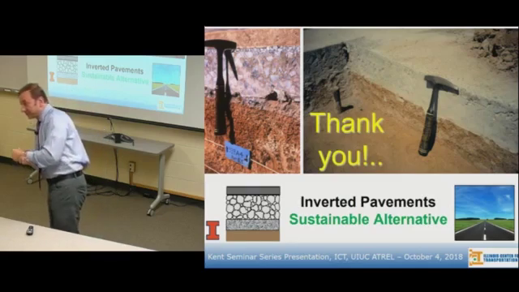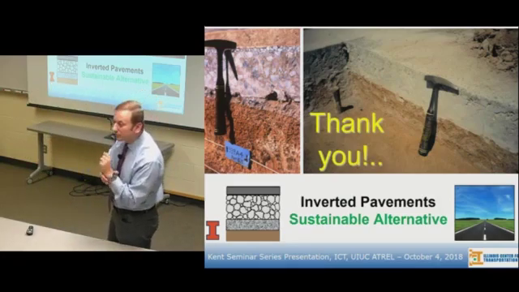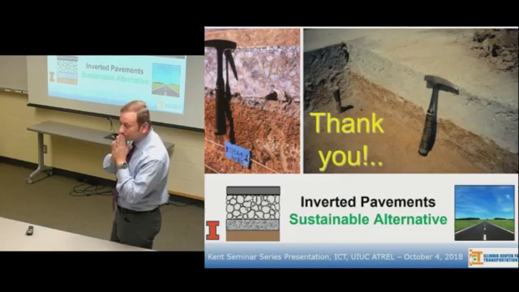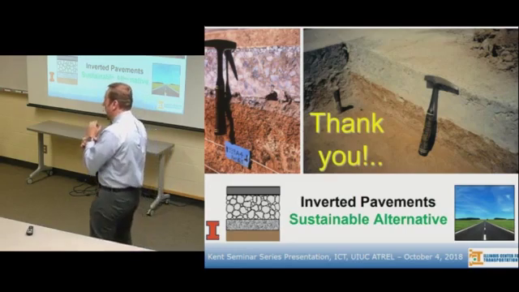I have two questions. First question is, since in the case of inverted pavements we need high quality aggregates, and in larger quantity, like thicker sections, does it have a practical implication for the availability of high quality aggregates? That will probably limit the use of inverted pavements if you don't have them.